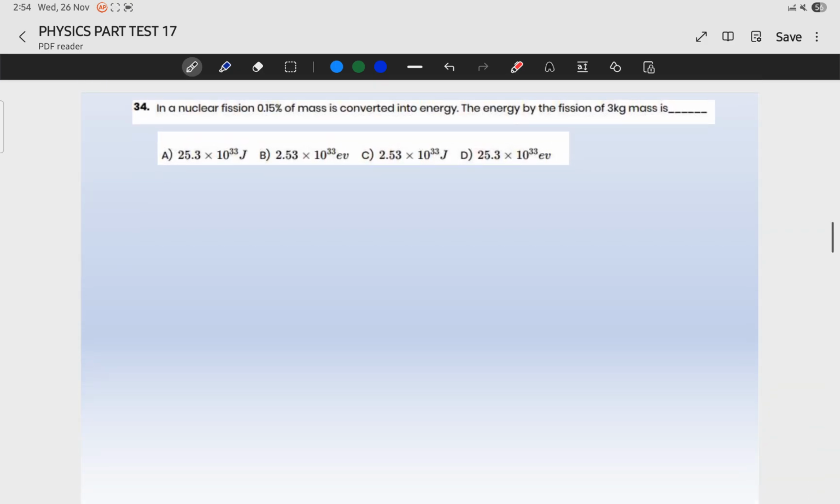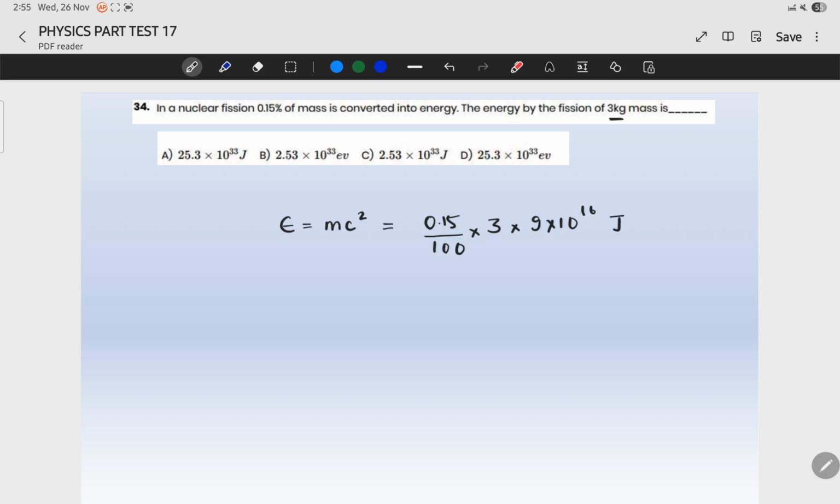Next, in nuclear fission, 0.15% of mass is converted into energy. So energy of fission of 3 kg masses. E is equal to mc square. By using mass energy equivalence, we will get 0.15 by 100, which is 0.15%, into 3 into c square, which is 9 into 10 to the power 16, and we'll get the answer in joule.